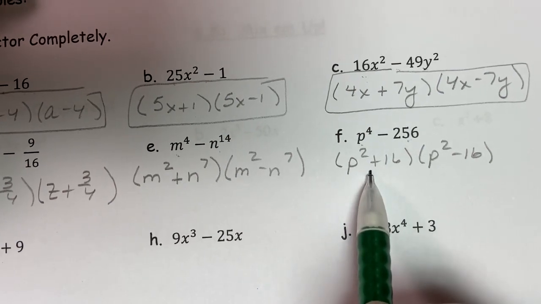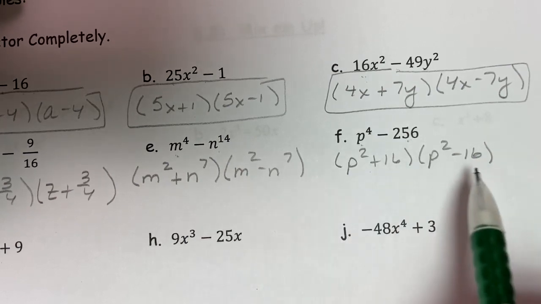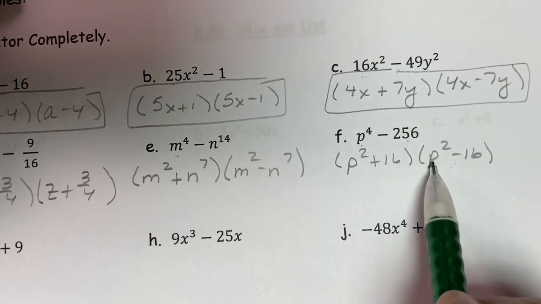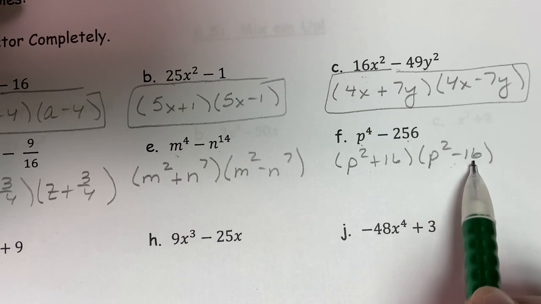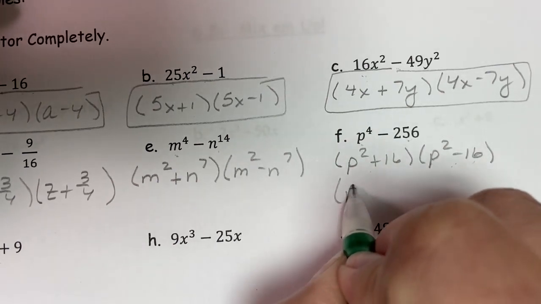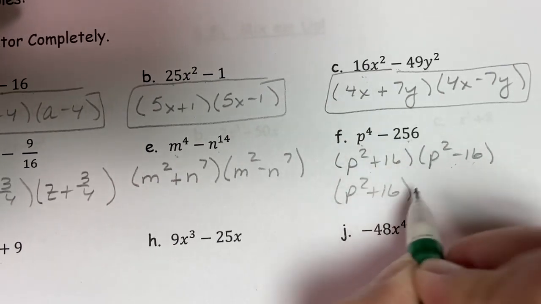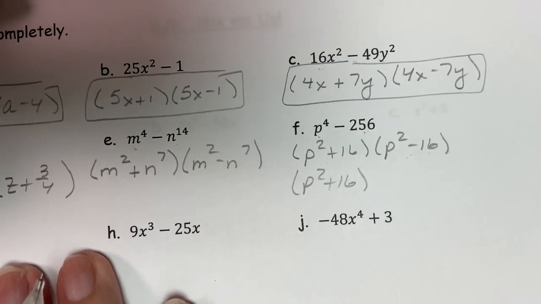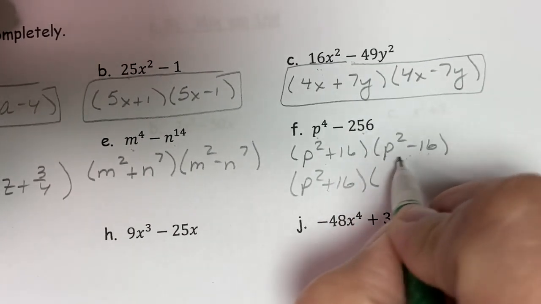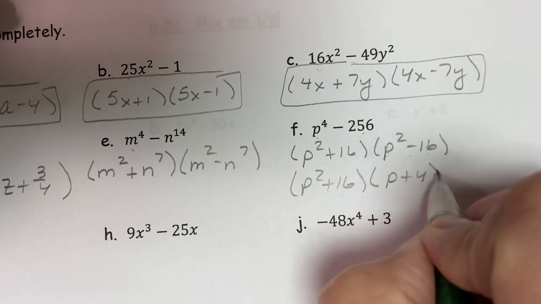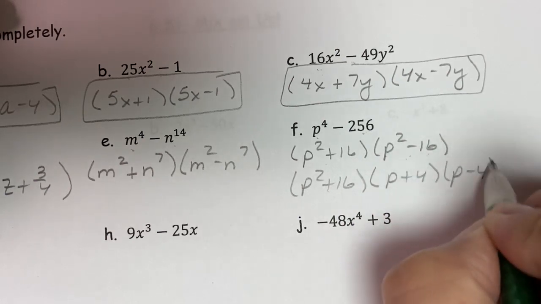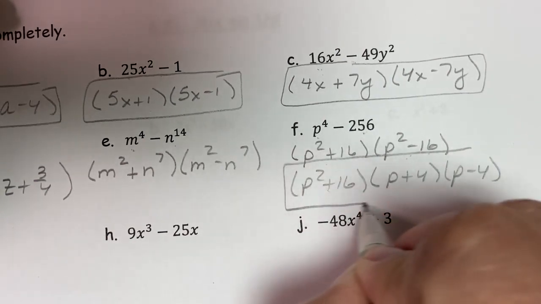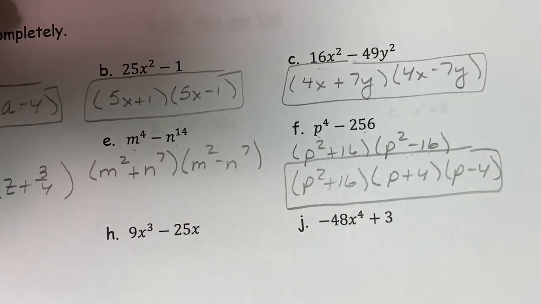This cannot be factored any further. It is prime. But look at this. Do you see where this is also a difference of 2 squares? So look, the first one stays because it's a sum. It doesn't factor any further, but this guy can factor into p plus 4 times p minus 4. And now you are done. How tricky is that?